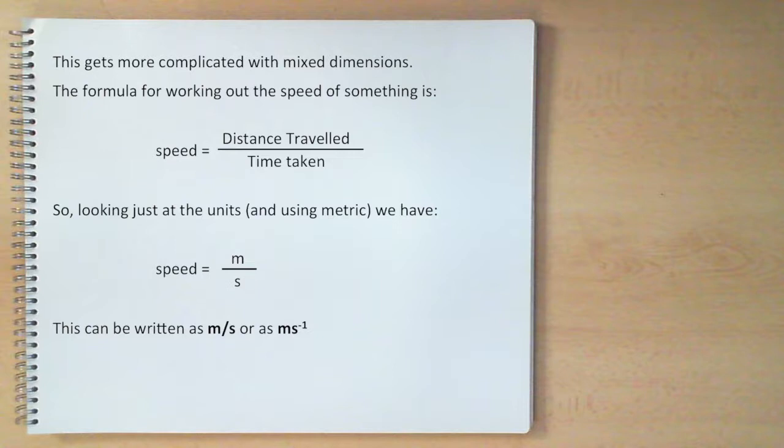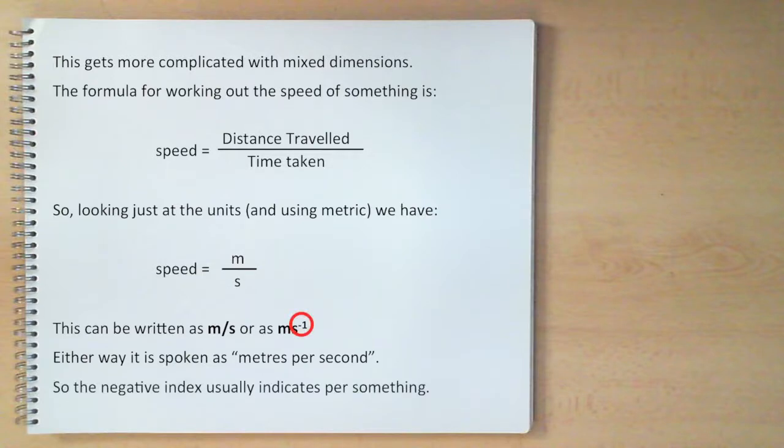This, you should recall, is one of the index rules. 1 over s is the same as s to the minus 1, the same as 1 over s squared is s to the minus 2, and so on. There's a video on this in the number section under the powers and brackets topic. Either way that you write it down, we usually say this as meters per second. Usually the negative index indicates per something, in this case meters per second.